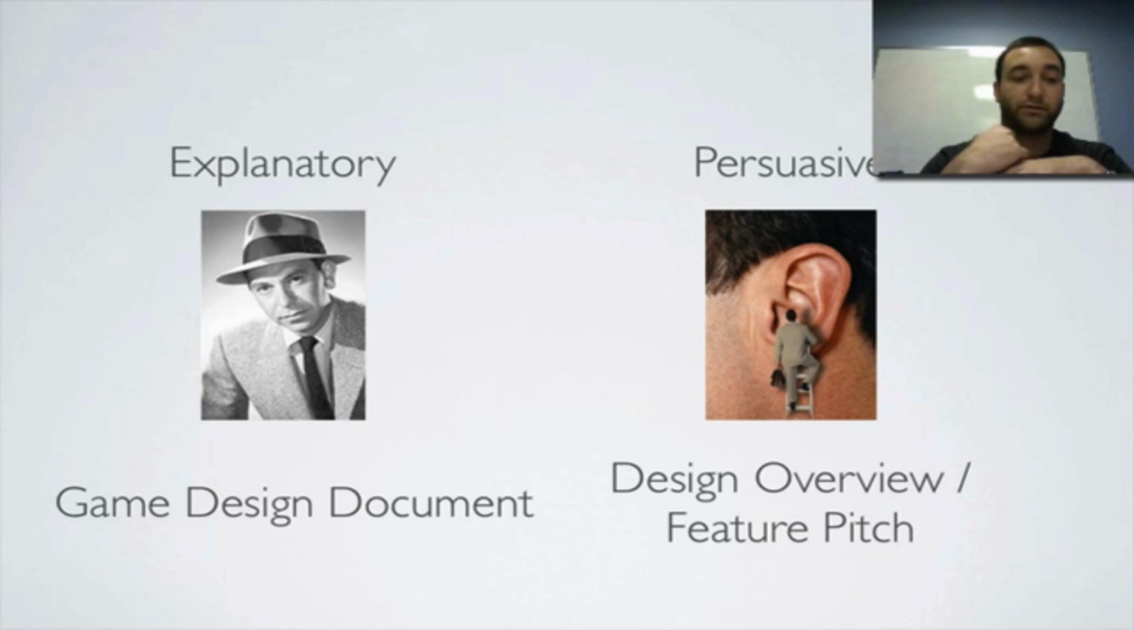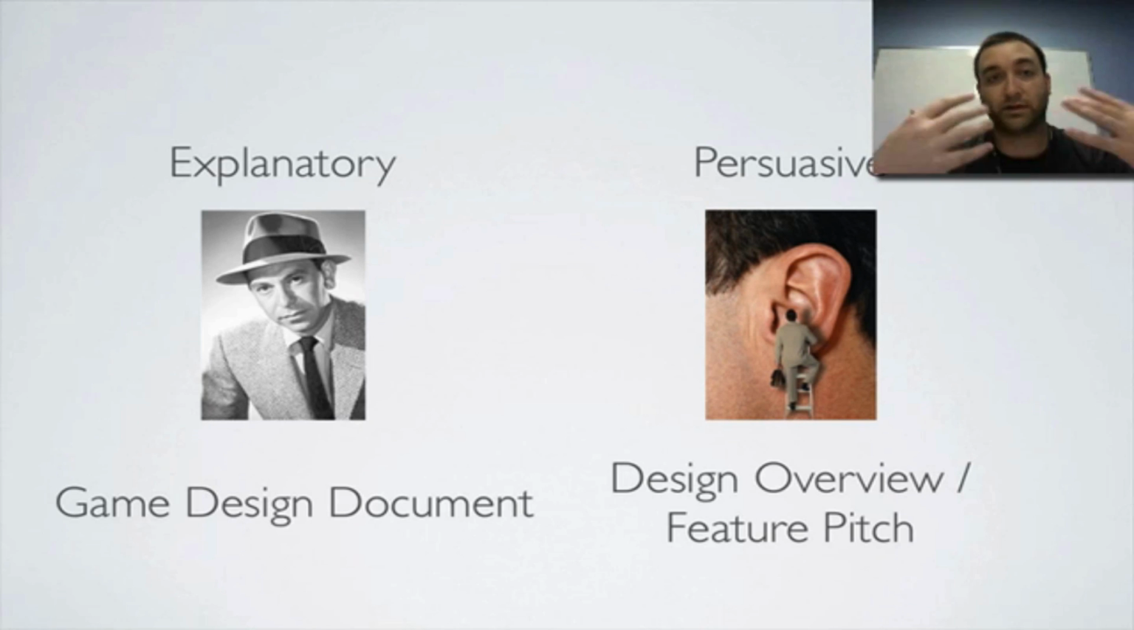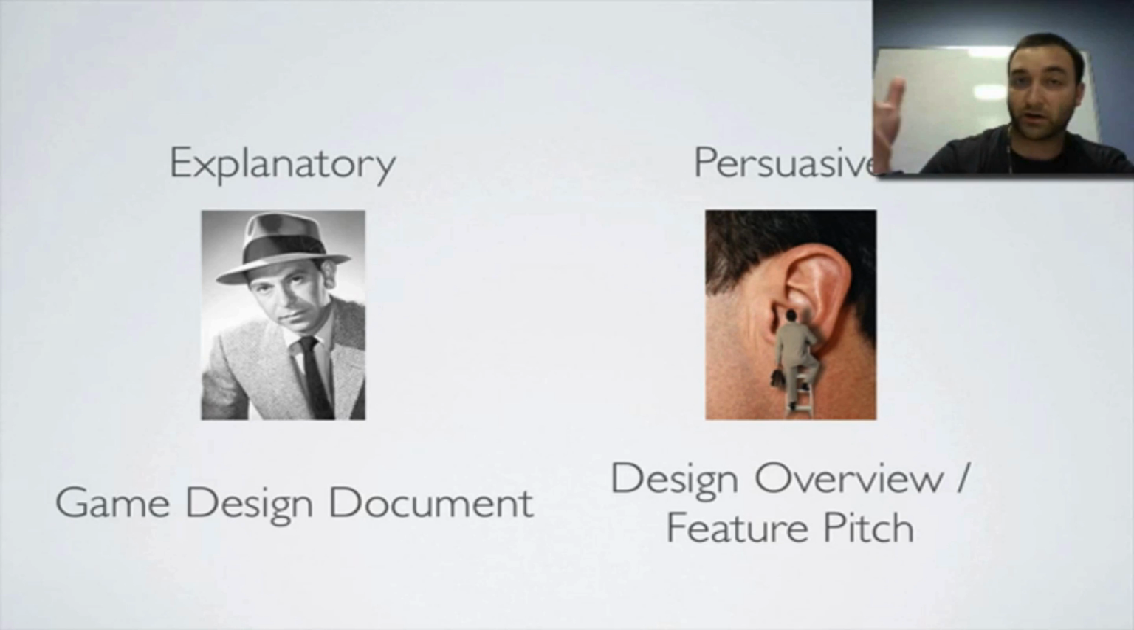And that's very useful for, say, pitching to investors or publishers or business people, other arms of your organization or something like that, of saying this is the kind of thing that we're thinking about making, and this is why, and this is, you know, the market comparables and things like that. And these are two very different documents, right?